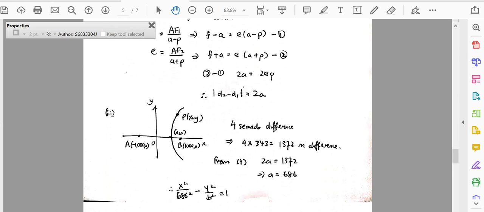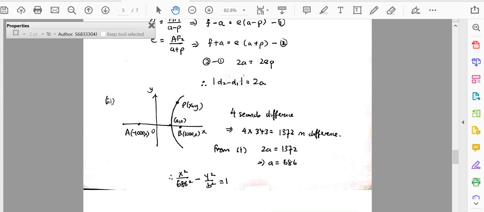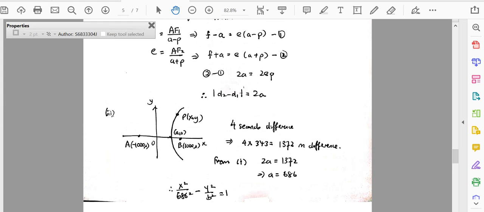Based on the work mark, I think this part wasn't a problem. Basically the time difference allows you to work out the 2a, the difference in the distance.